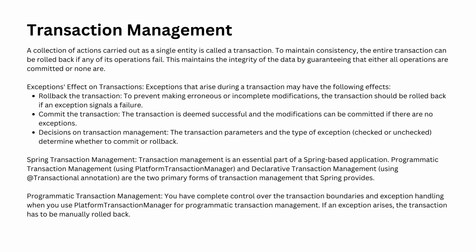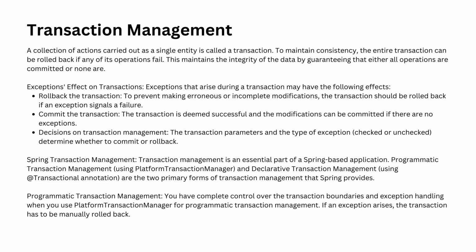Now, the impact of exceptions on transactions. When an exception occurs during a transaction, it can lead to a transaction management decision: roll back the transaction or commit the transaction. If an exception indicates a failure, the transaction should be rolled back to avoid committing incomplete or invalid changes. That is rolling back. If no exception occurs, the transaction is considered successful and the changes can be committed, right? The decision to commit or roll back depends on the exception type, either checked or unchecked, and the transaction settings.